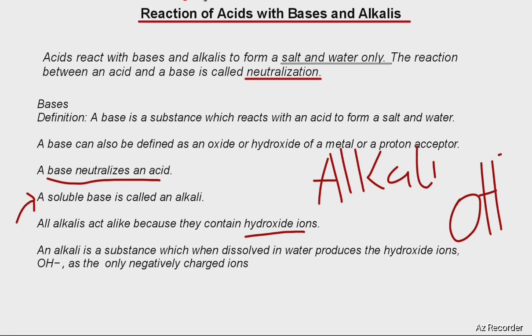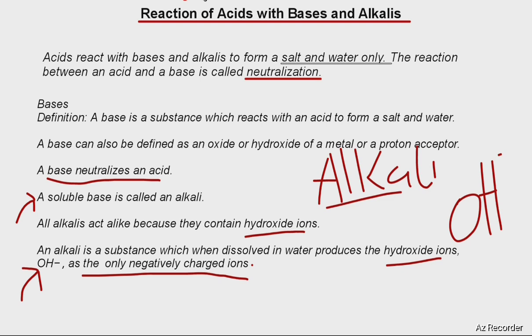Ion. And the definition of an alkali, we say that an alkali is a substance which, when dissolved in water, will produce hydroxide ions as the only negatively charged what? Ions. Okay, that is the definition for an alkali. So at least you know now the difference between alkalis and the bases. So acids can react with both alkalis and bases.